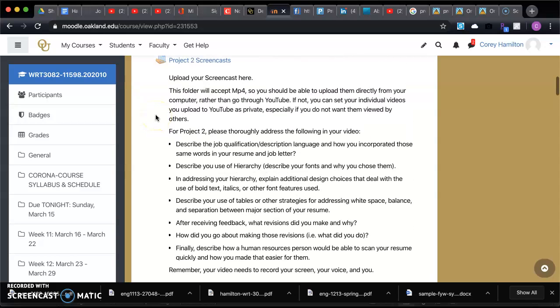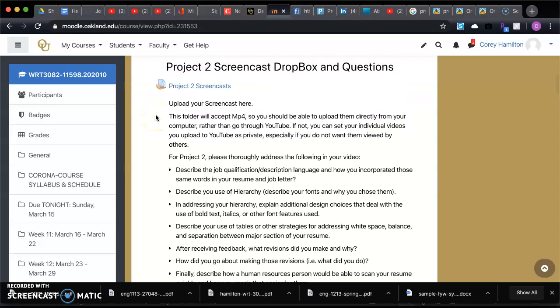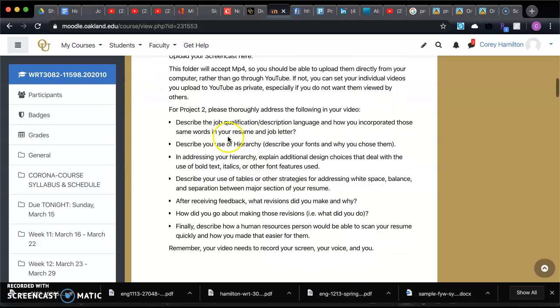For those of you who haven't just yet, recall from a video last week, in talking about your revisions, I had the two resumes, for example, side by side. You can show those on your video and go through them. So you can describe the job qualification and description language and how you incorporated those in the same words in your resume and your job letter.